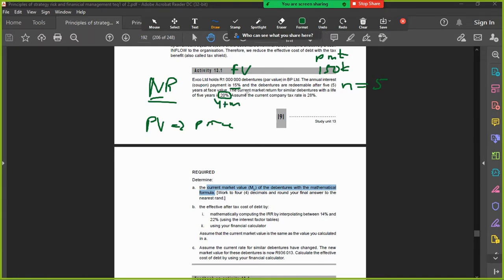They're also telling you that you need to assume a current company tax rate of 28%. 28% is going to be looking at the cost of debt. There are other things to consider here. Effective cost of debt, then we'll use that. If I'm looking specifically at the present value calculation, what is my FV going to be? 1 million. What is my PMT going to be? 150,000. What is your N going to be? 5. What is your I going to be? Your interest rate? 20. If you solve for PV, what do you get on your calculator?